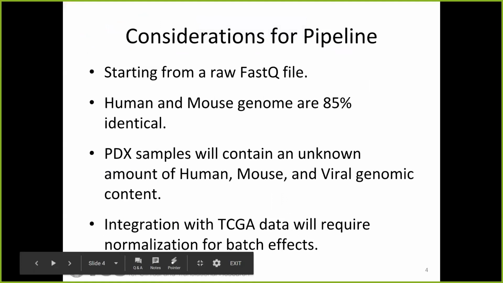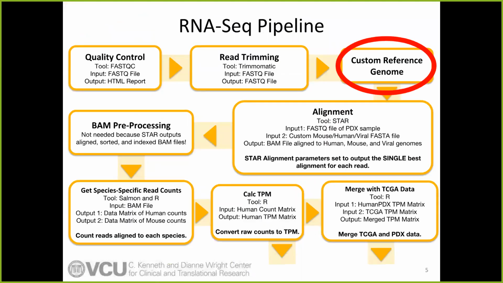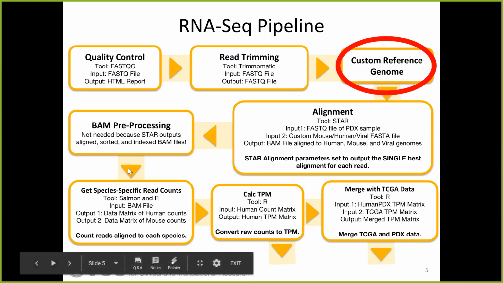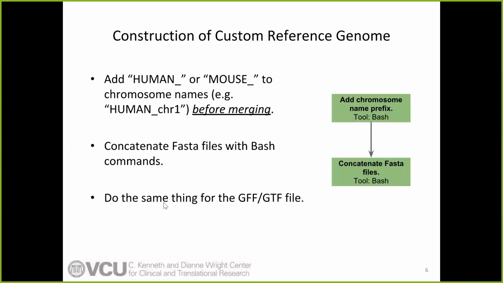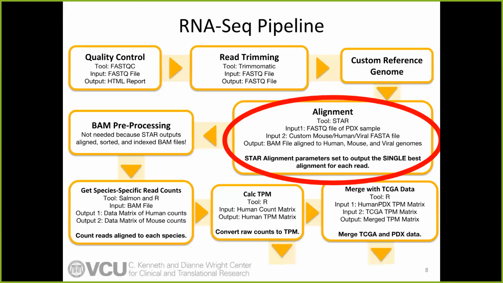So I actually don't have to go through all these slides because we already did that. Okay. This one is a slightly longer pipeline, so this was probably the longest use case. But we already went through a bunch of it. So again, custom reference genome, we did the alignment the same way. We didn't need to do BAM pre-processing. And then it changes when we get down here to the species-specific read counts, because we're actually looking at gene expression at that point.